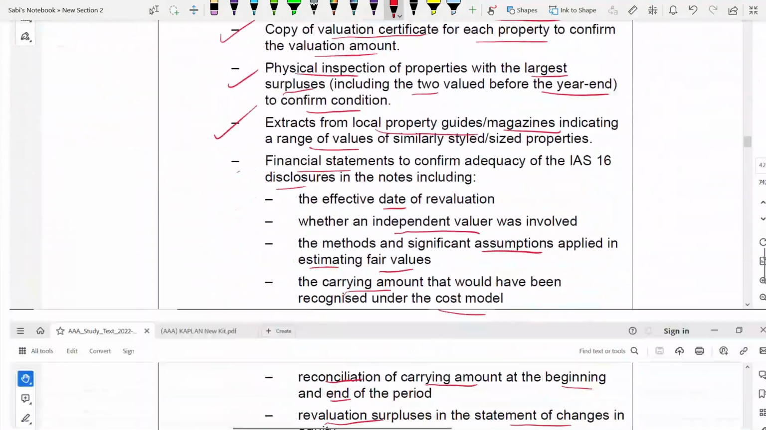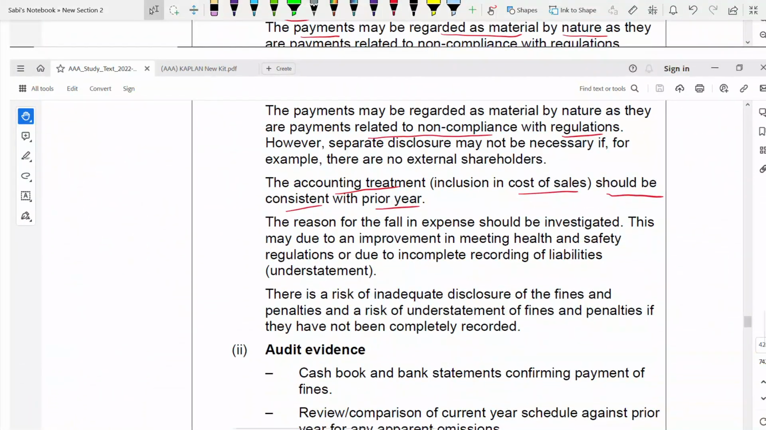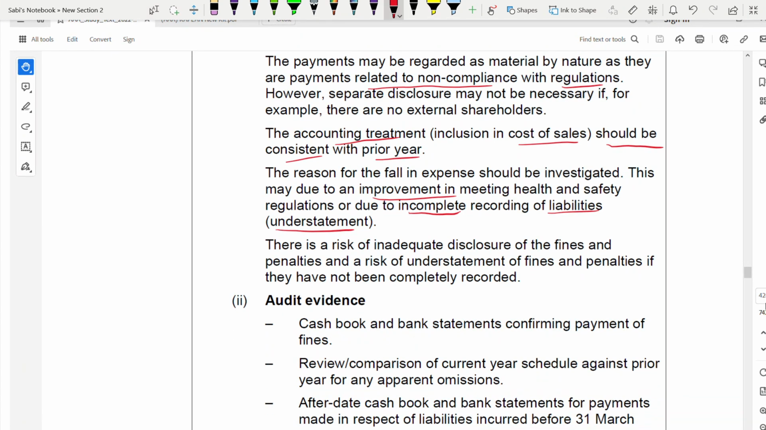Like, let's say there's an improvement in health and safety, okay. Or the thing which could be a risk is that they must have not recorded the liability properly, incomplete recording of liability, maybe they have understated the liability, that's why they are showing an improvement, a fall in expense. So in this case there's a risk of inadequate disclosure regarding fines and penalties and a risk of understatement of those fines. Either they have not disclosed, or they've understated if they have disclosed.